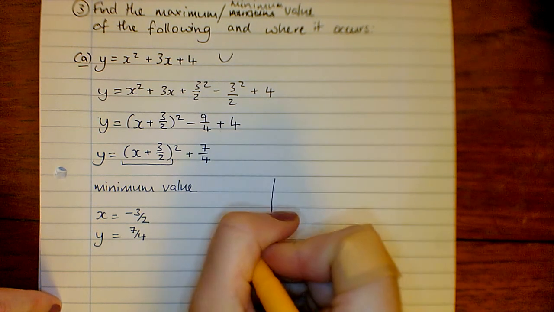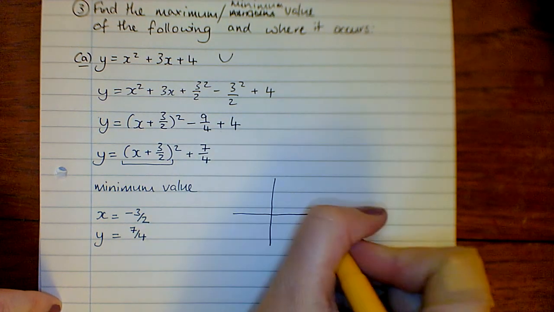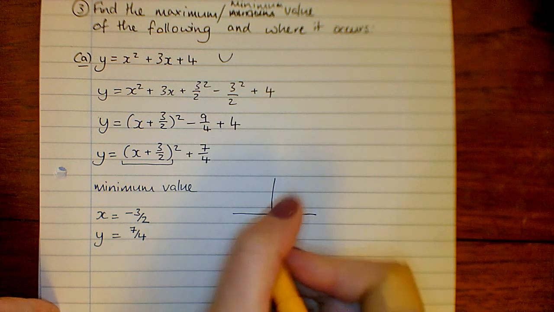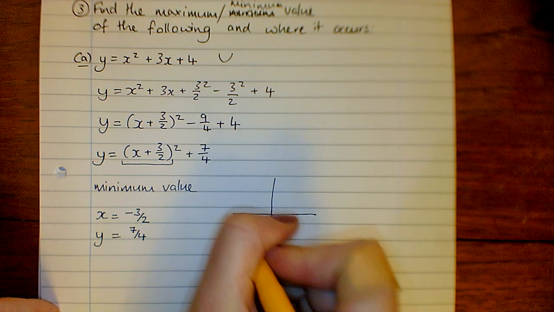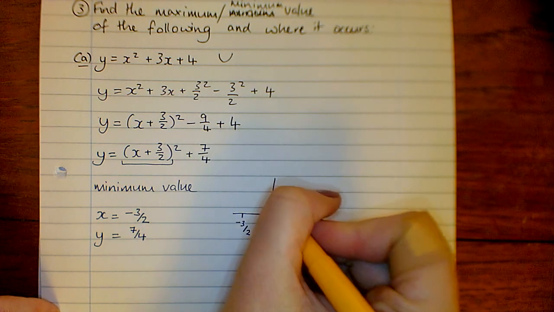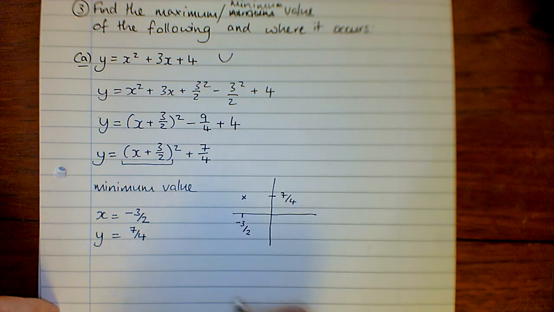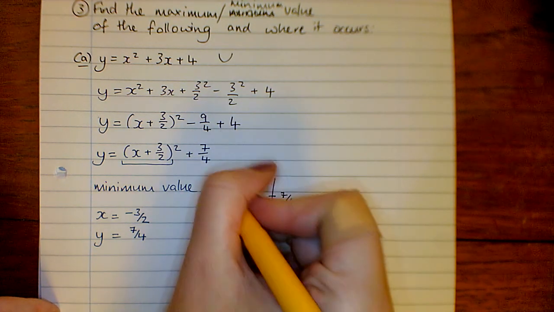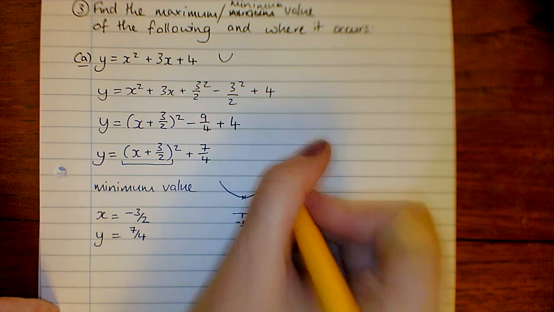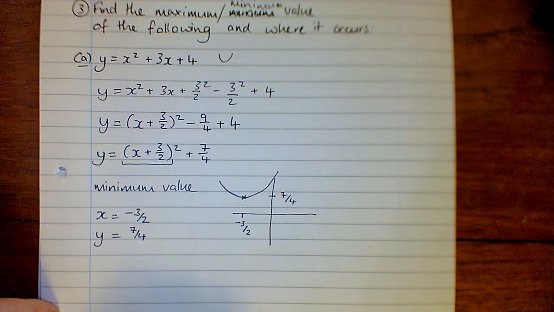4. And what that means in a practical way when you're drawing the graph, minus 3 over 2, if you go to that on your x-axis, and on your y-axis go to 7 over 4, that point is your minimum point. So your graph will look something like that.